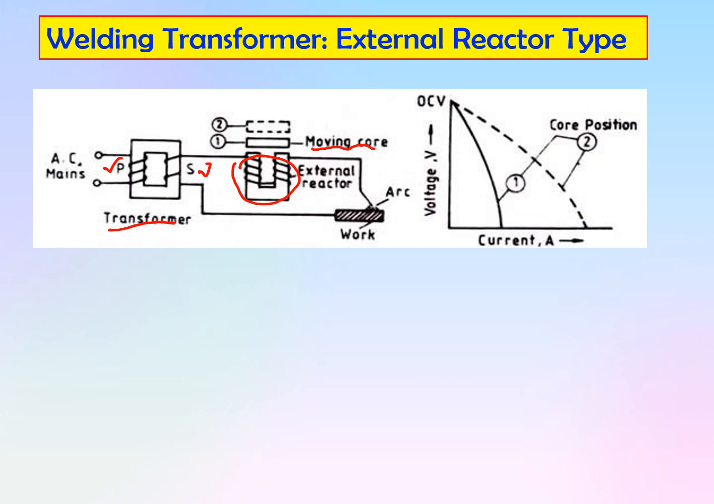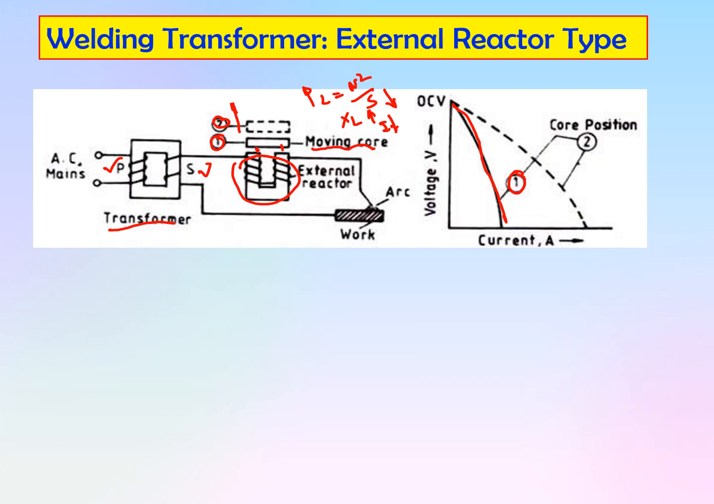So when this is at position number 1, it offers a large reactance. When it is at position number 1, its gap is less, hence L is equal to N square upon S. As the air gap is less, the value of S is small, hence the value of L goes on increasing. As L increases, XL also increases and the current decreases. So at position number 1, you will get this type of characteristics, that is, less output current.